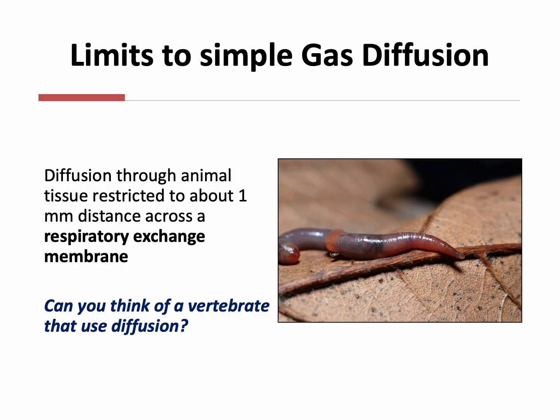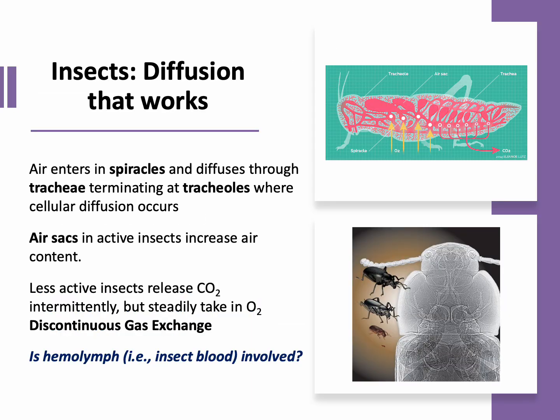Now, this is an invertebrate, and there are many others that do this, but there are some vertebrates that can use diffusion. Can you name one? Well, I think of what I showed you earlier, amphibians, right? There's a lot of amphibians that can do respiratory exchange across their skin, so cutaneous respiration. Frogs, some salamanders, stuff like that. So gas diffusion has its place, but simple gas diffusion can be tricky.